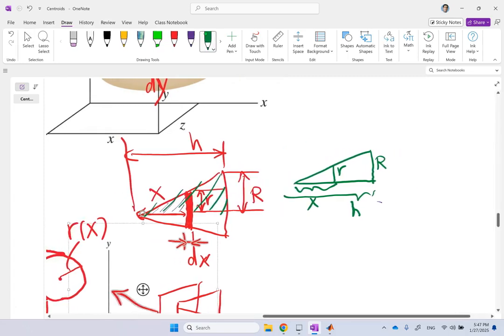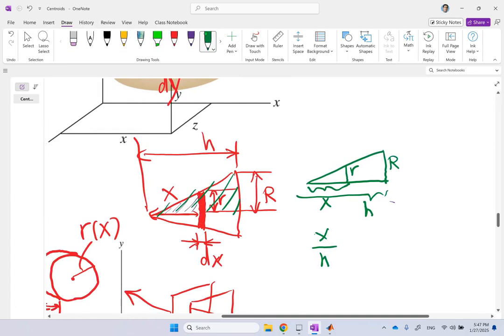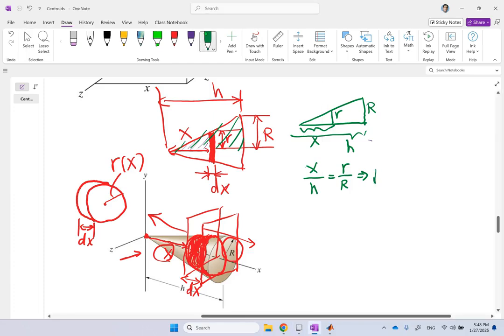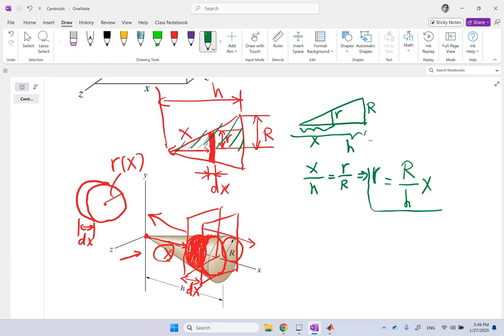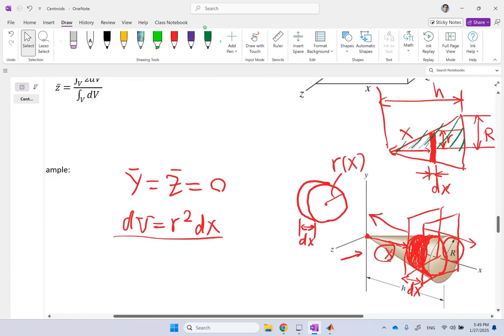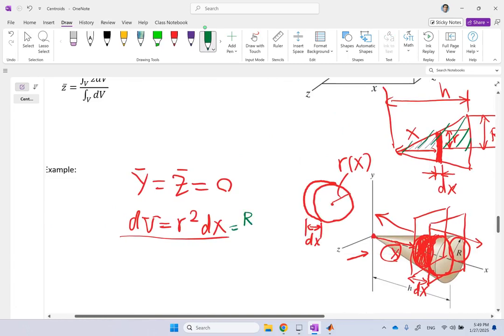And clearly, you know that x over h is r over R. If I solve for small r, clearly you see that the small r is what? It's capital R over h times x. And it should be a linear function of position. Why? Because when x is 0, r is 0 at this side, and when x goes to the big H, then it's big R on this side. So it is. So let's go back and plug it in. So this is going to be π times R over h times x, the whole thing squared dx.